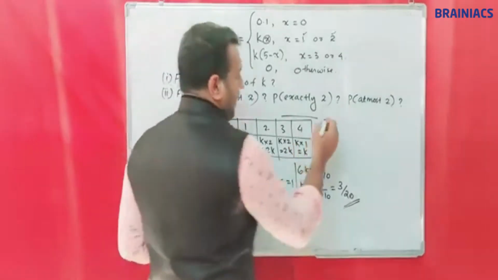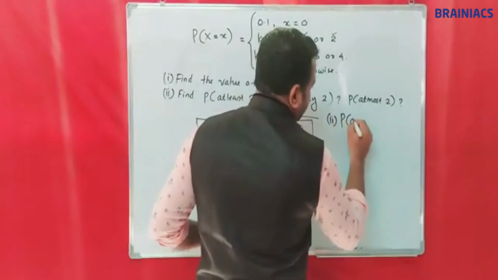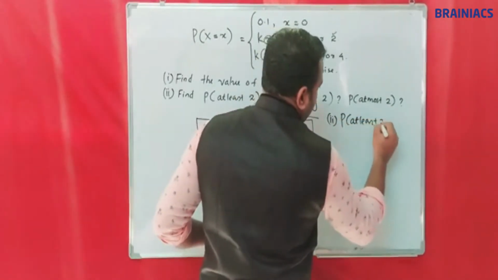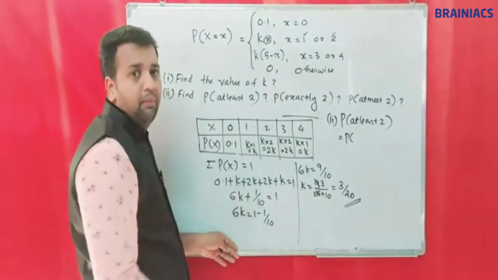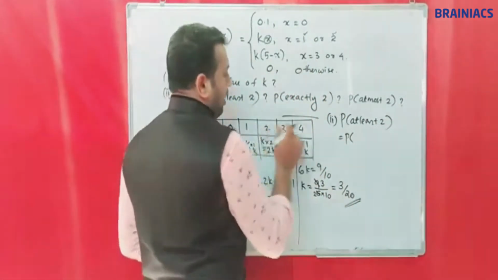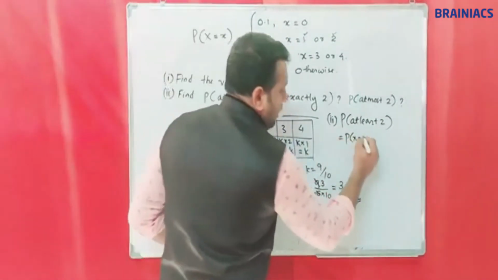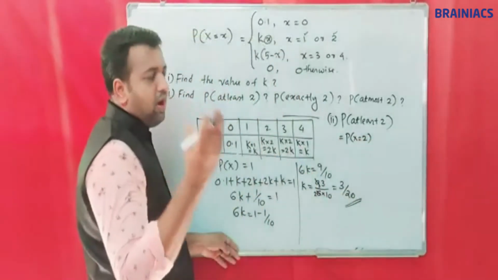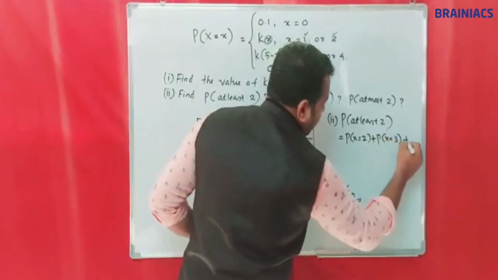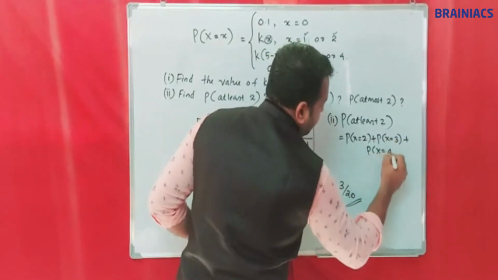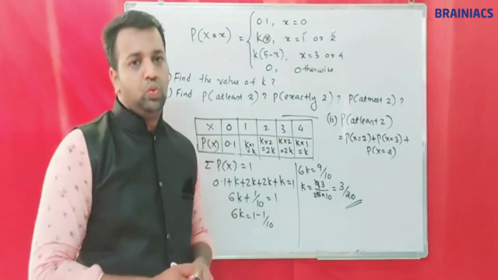Okay, now we have the first question, P of at least 2. P of at least 2 means the value will increase from 2. So x can take the values 2, which is the smallest value, and then x equal to 3 and x equal to 4. So these probabilities will add to give the result P of at least 2.